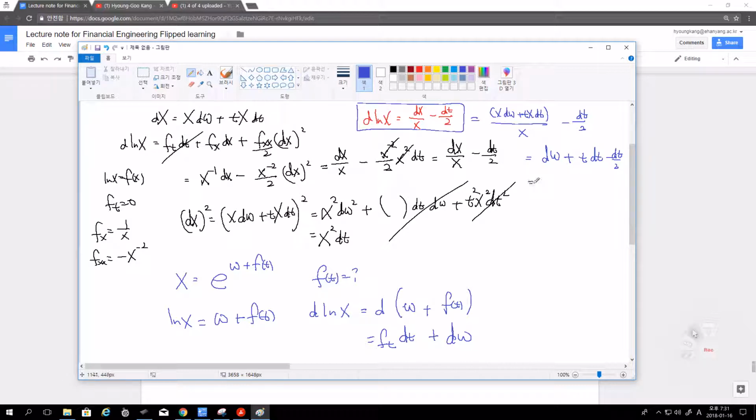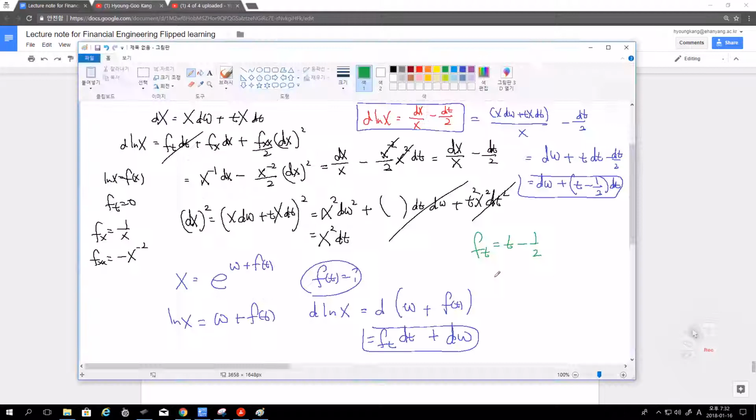Am I right? So it is dw plus t minus 1 over half dt. So now we match this one and this one, and then we are going to introduce this one. So now let me use green. So it means that f'(t) equals t minus 1 over 2. Okay?